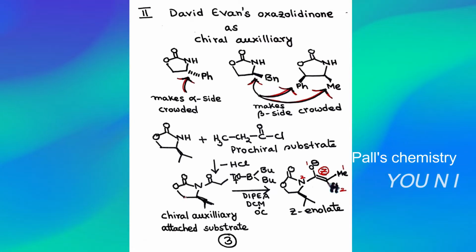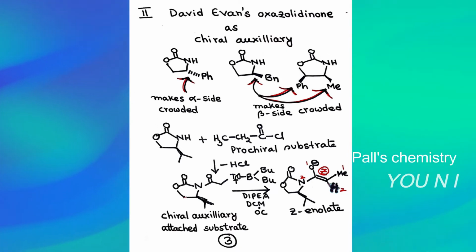Suppose at the chiral center phenyl group is above the plane, then phenyl group will make the above the plane sterically congested. If the phenyl group is below the plane at the chiral center of oxazolidinone, in that case this phenyl group will make sterically congested the alpha side, means the below the plane.